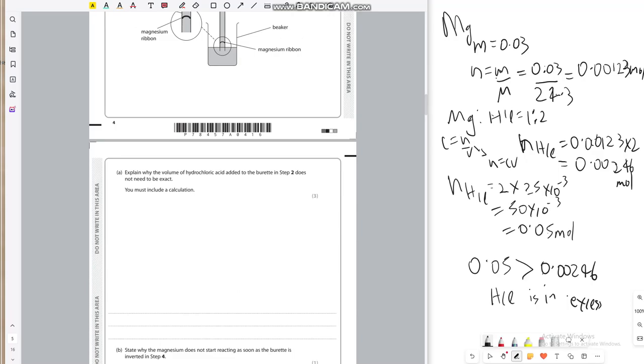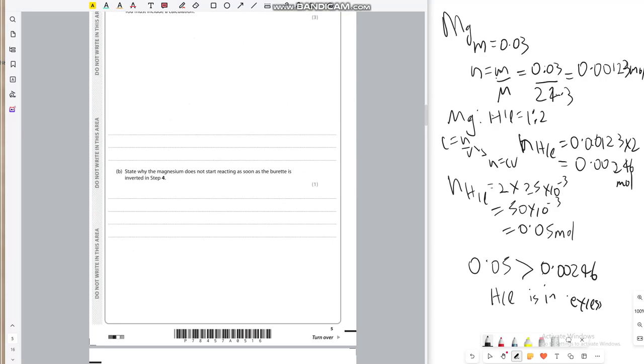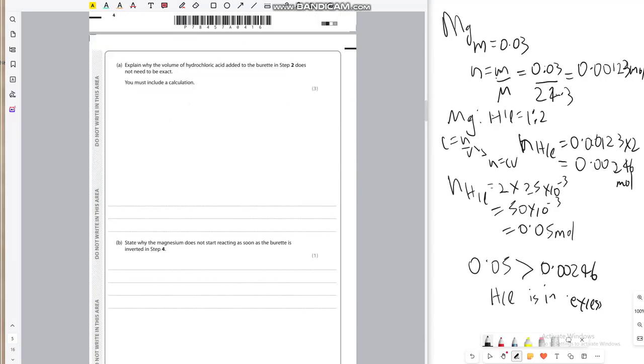Explain why the volume of hydrochloric acid to burette does not need to be exact. Because it's in excess, it does not need to be exact. You don't need to have an exact amount because it's in excess.